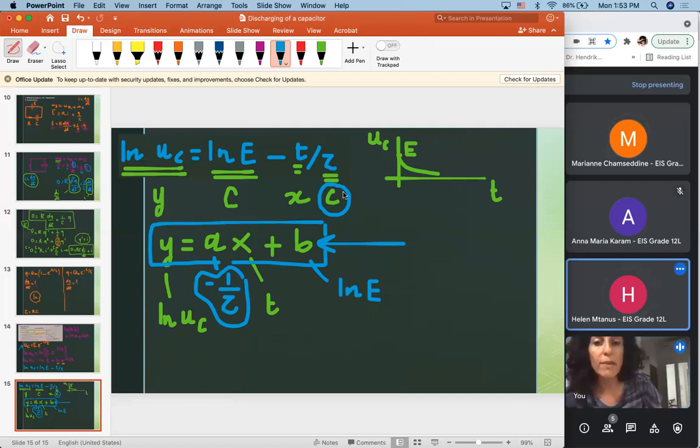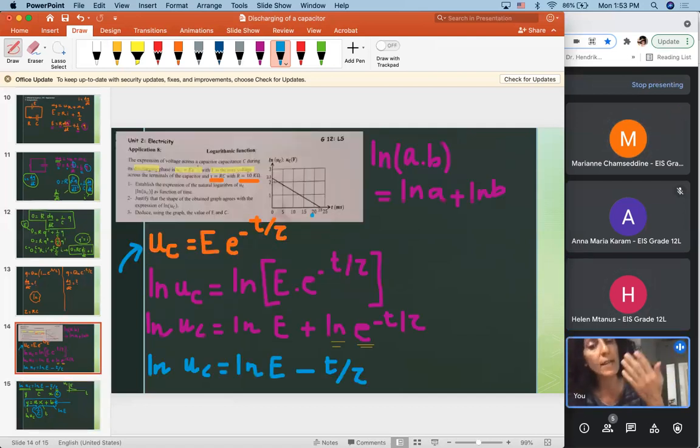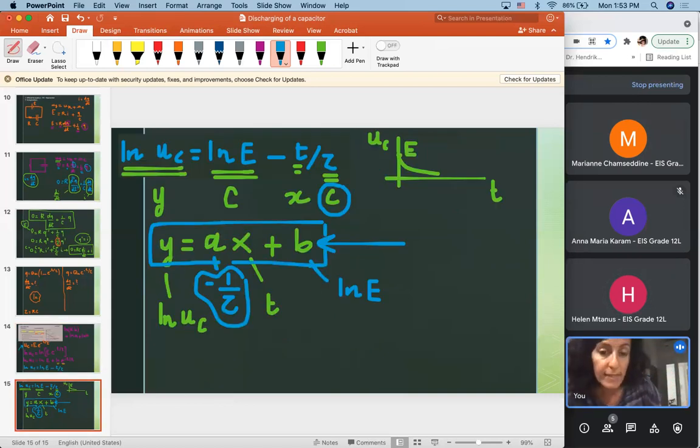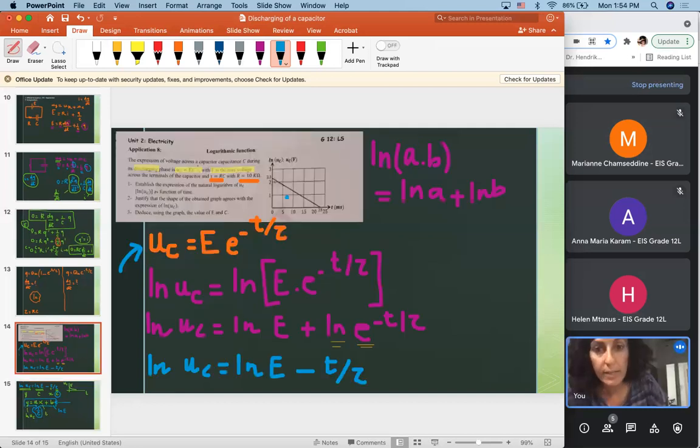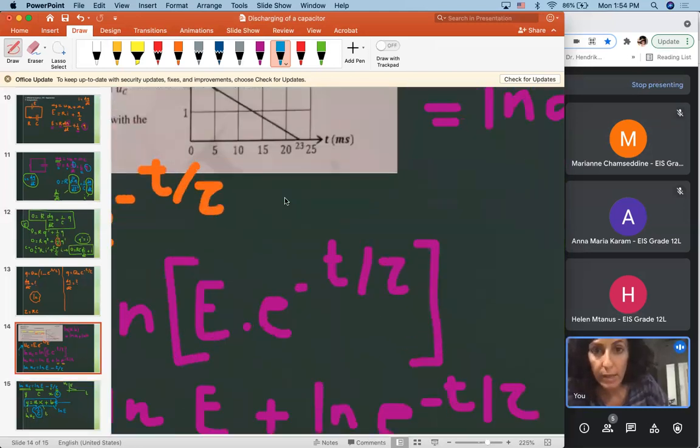Yes. So by finding the slope in this graph, I can find negative 1 over tau, and I deduce tau. Also, by finding the y-intercept, I get ln E. So now I know that this is the y-intercept.